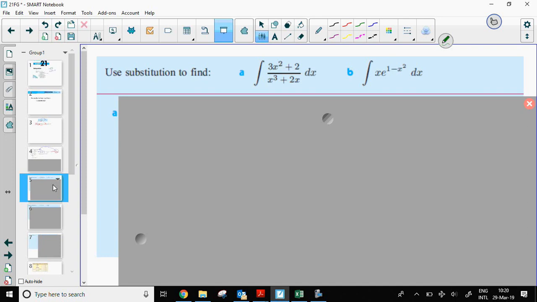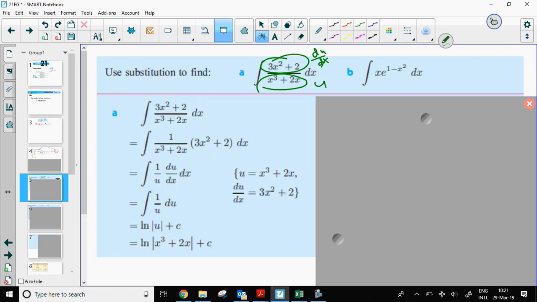So the trick here is we need to find a function and its derivative hiding within the integral. And sometimes it's easier to spot than others. So here it's pretty easy to see that if we let the denominator be u, then the numerator would be du dx. Right? The derivative of x cubed plus 2x is 3x squared plus 2. So that's the substitution we're going to have to do here.